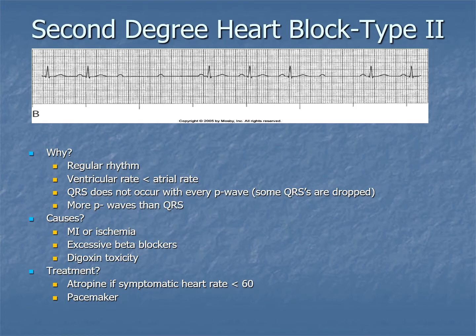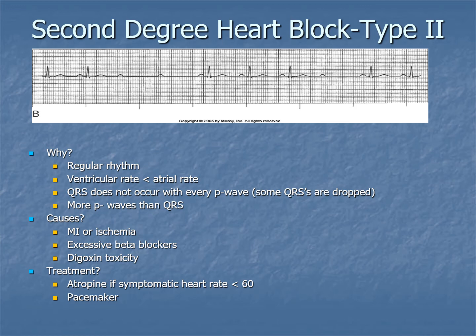Second degree heart block type 2 is where you don't have this progressive elongation. You do have some P waves without QRSs, so for some reason the QRSs are dropped, but it's not this progressive prolongation. So you have a regular rhythm. The ventricular rate is always less than the atrial rate, so there are more P waves than QRSs. A QRS does not occur with every P wave. I think I said that three different ways, but you get the point.